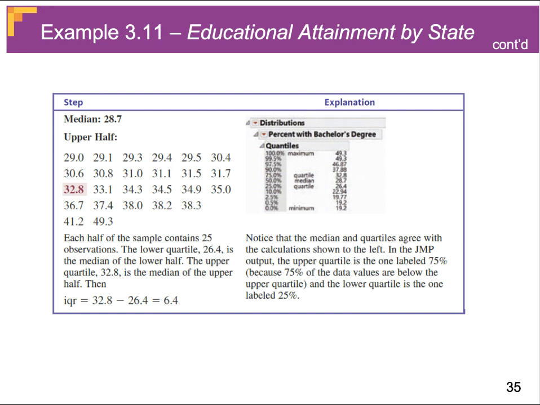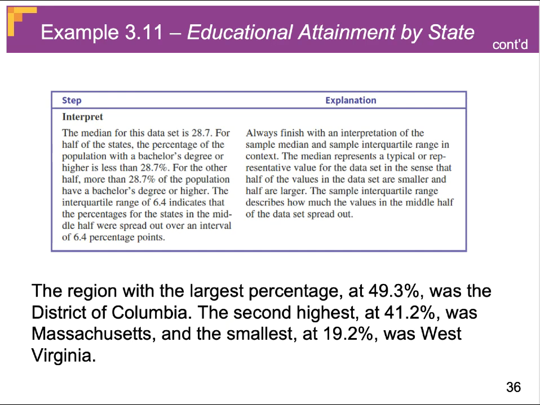So with a median of 28.7 and an IQR of 6.4, the interpretation that we could make is that for half of the states, the percentage of the population with a bachelor's degree or higher is less than 28.7, since that's our median. For the other half, more than 28.7 of the population have a bachelor's degree or higher. Having an interquartile range of 6.4 tells us that the middle half is spread out only by 6.4 percentage points. So it lets us see where the middle is, how that separates our data, and that interquartile range is giving us a sense of the spread of the middle 50%.